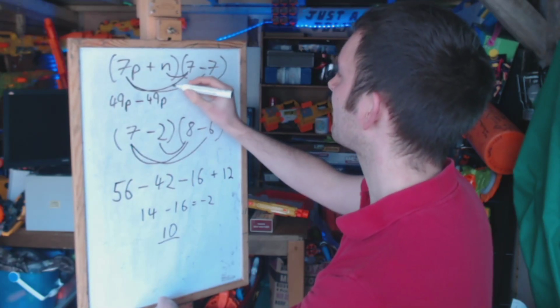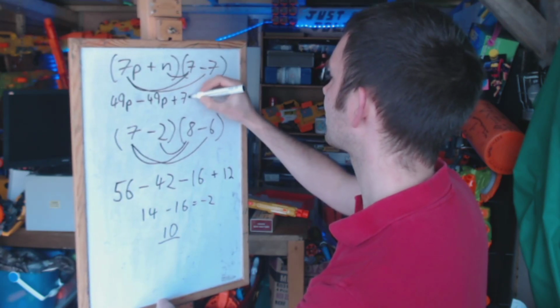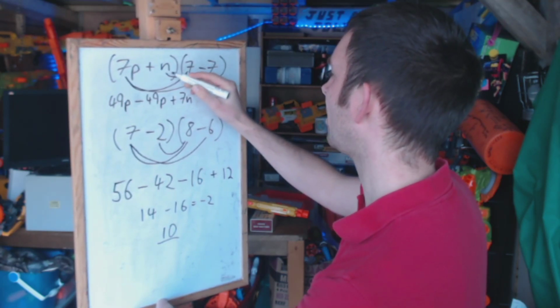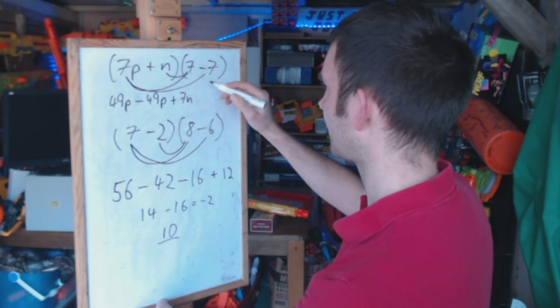All right, and now we've got n times 7. It's going to be 7n. And then we've got n times minus. Is that really what we've got?